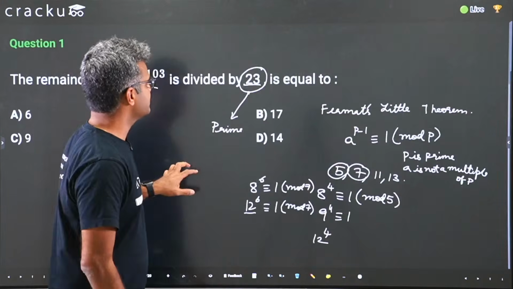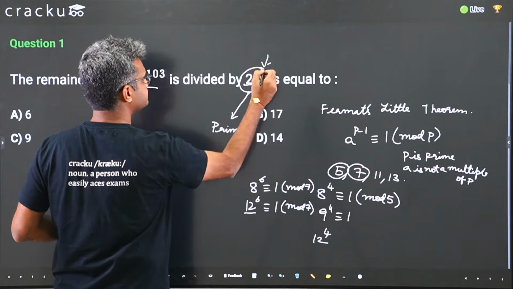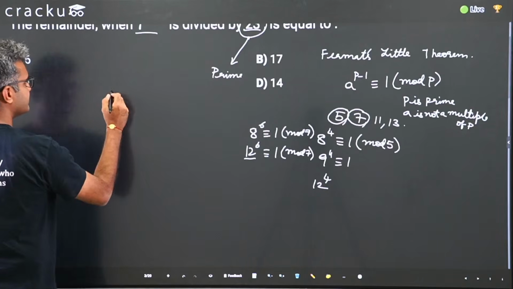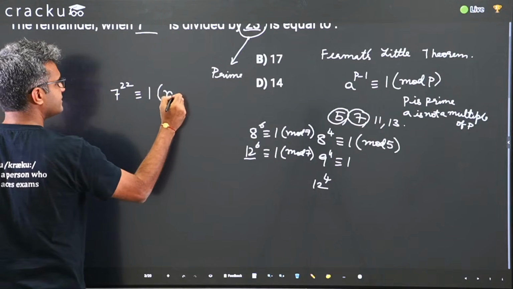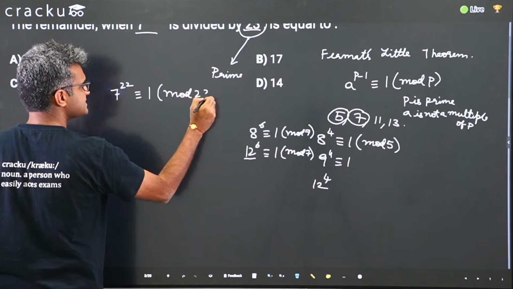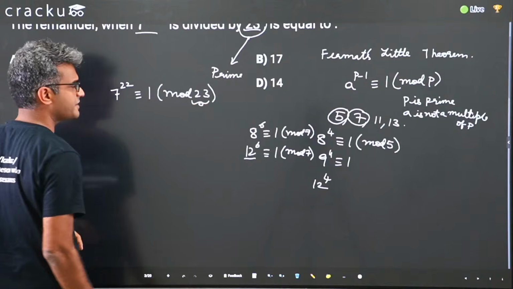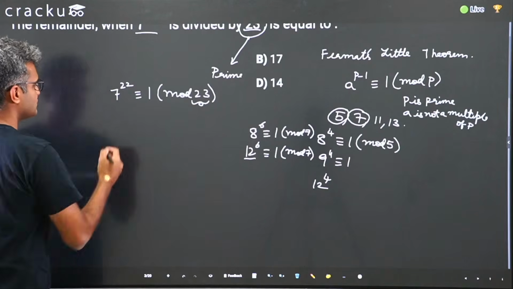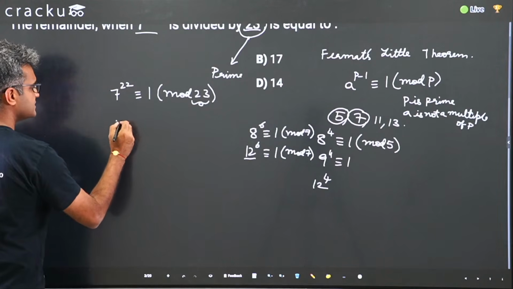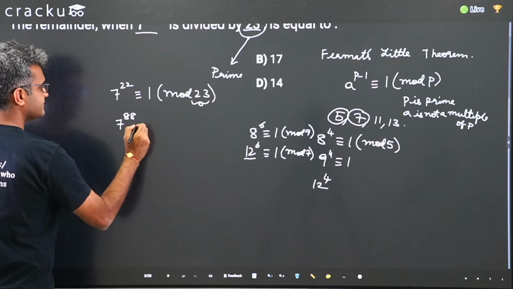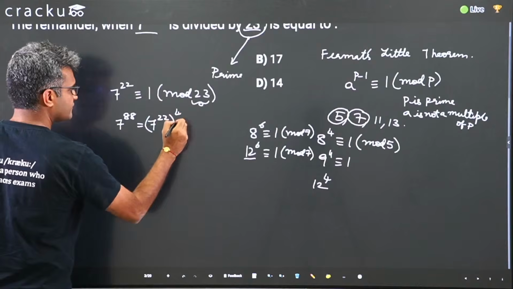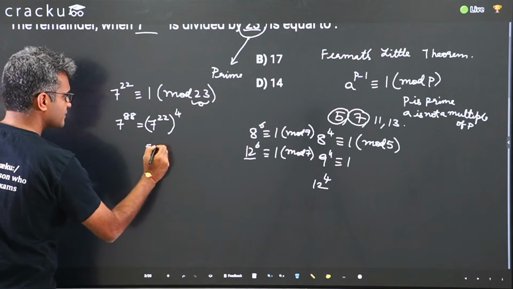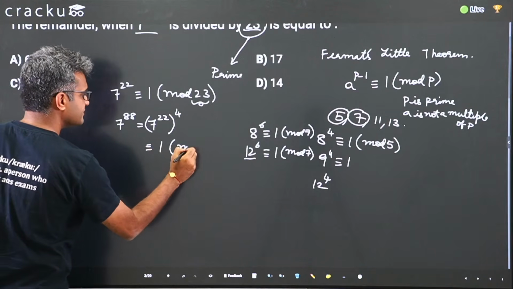In this particular case, the divisor is 23. So 7 to the power 22 will leave a remainder of 1 when divided by 23. Why is this the case? Because 23 is a prime number. So if 7 to the power 22 leaves a remainder of 1, then 7 to the power 88, which is equal to 7 to the power 22 whole to the power 4, also will leave a remainder of 1 when divided by 23.